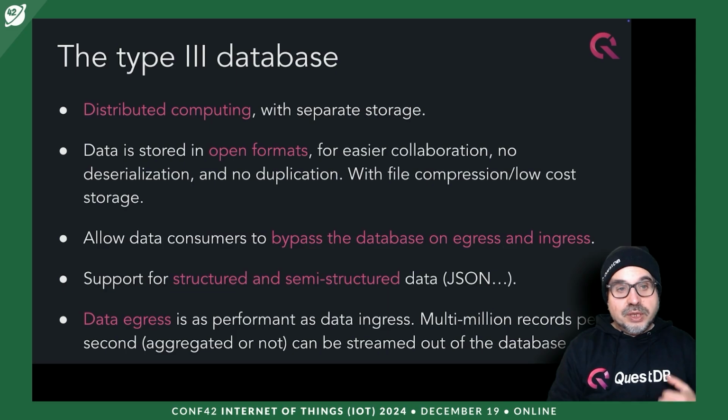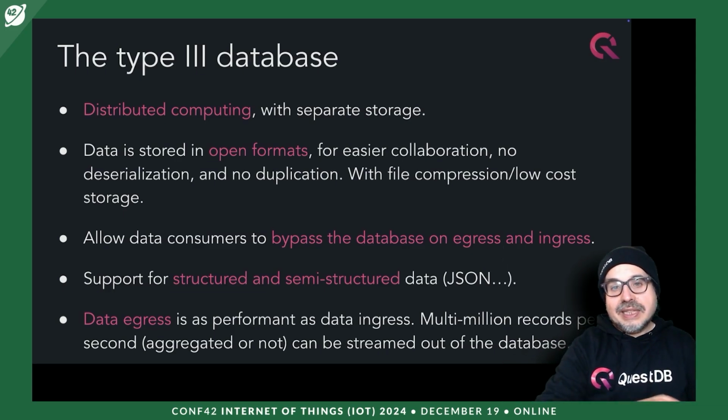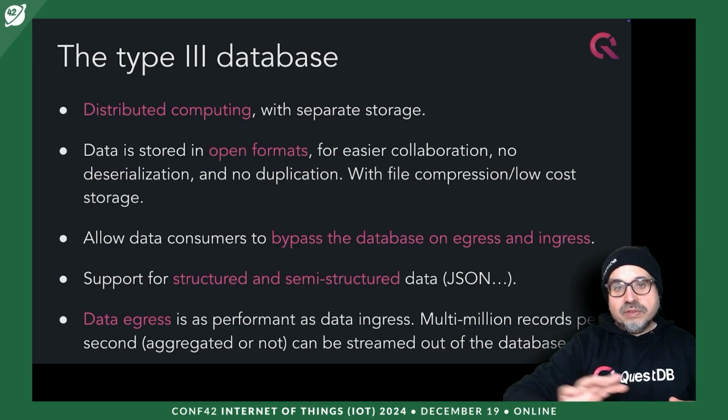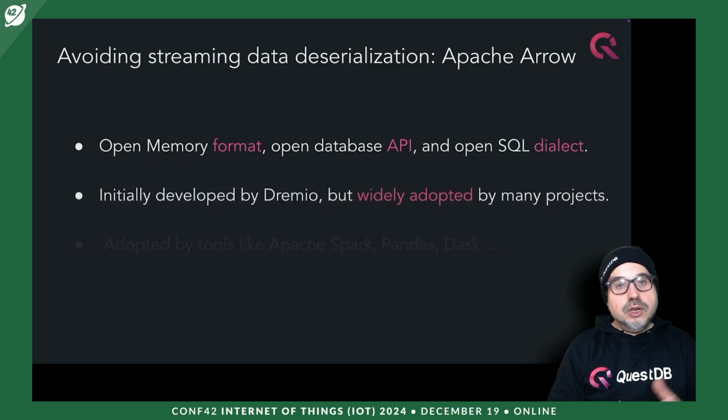And the last part, for a Type 3 database, the data egress should be as fast as the data ingress. What we mean by this is that traditionally, fast databases have been focusing on ingesting individual rows very fast and outputting aggregated results very fast, but they were not designed to output individual rows also very fast. And that's something that needs to change. On the Type 3 database, getting individual rows out of the database should be as fast as getting rows inside of the database. And for that, you can use new data formats.